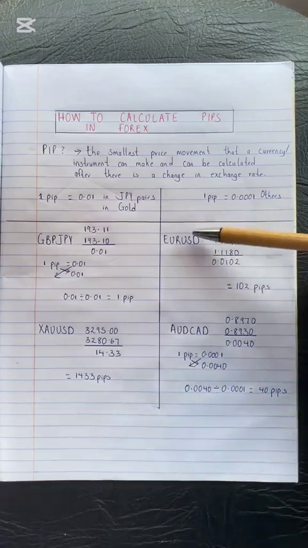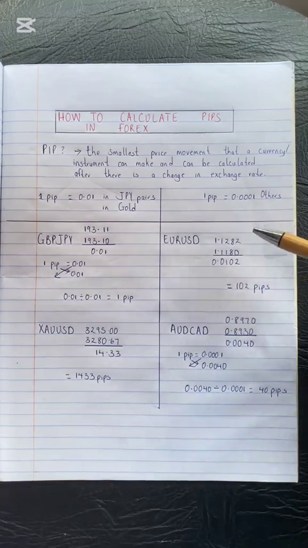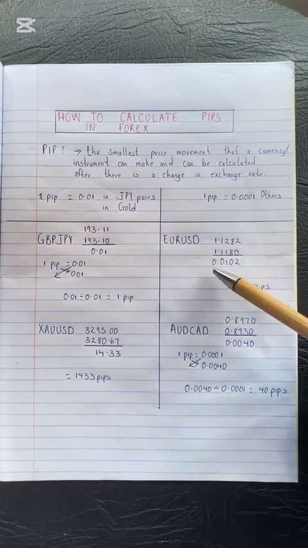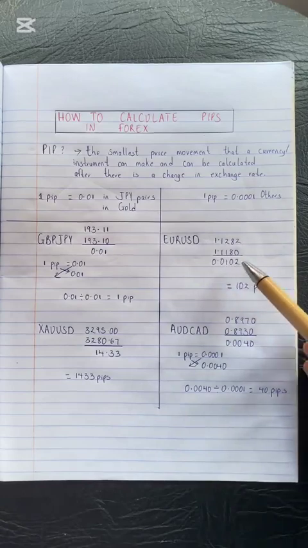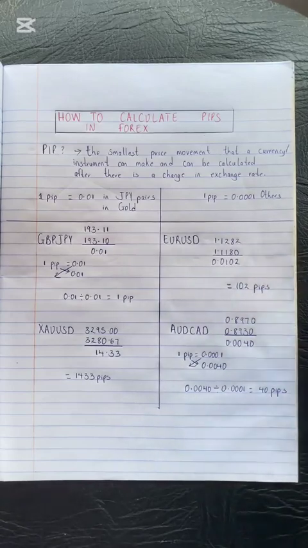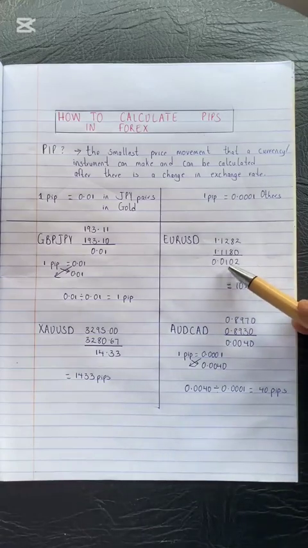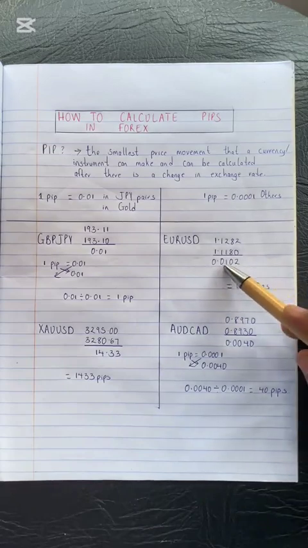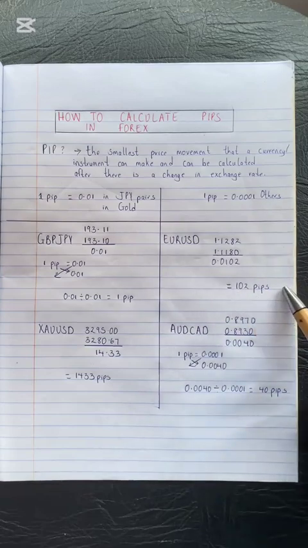Let's look at an example on Euro USD. The fourth decimal place is the pip. So if price moved from here to here, if you minus, you'll find that 0.0102 was the answer. But the pip is the fourth decimal place, so it was 2. Next to it was 0, and next to it was 1. So that means there is value in this other decimal place and second decimal place. That brings us to 102 pips.